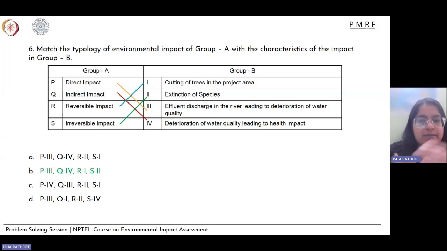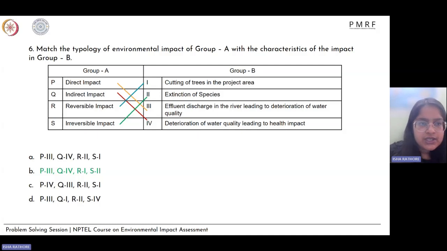Then reversible impact is something which can be reversed. So cutting of trees in the project area. You can plant new saplings in that project area, so this is a reversible impact. So R matches with 1. And then irreversible impact is the extinction of species, where the entire number of that particular species has become extinct and they cannot be revived back. So S matches with 2. So the correct answer is B, that is P matches with 3, Q matches with 4, R matches with 1, and S matches with 2.